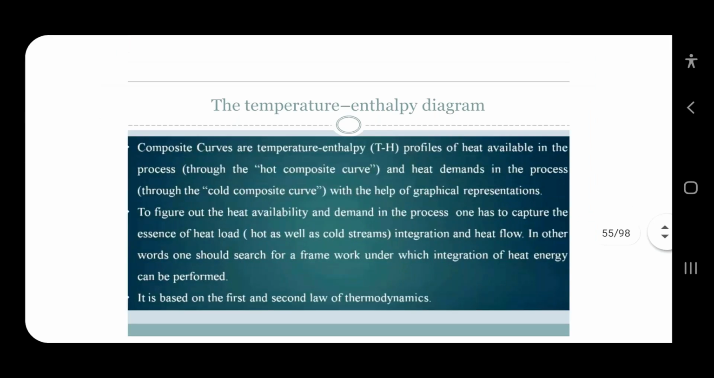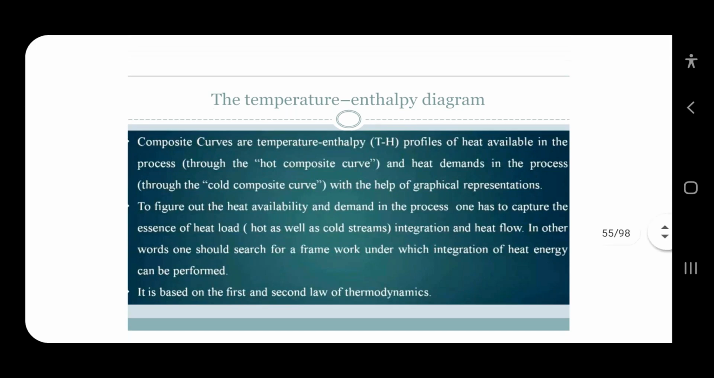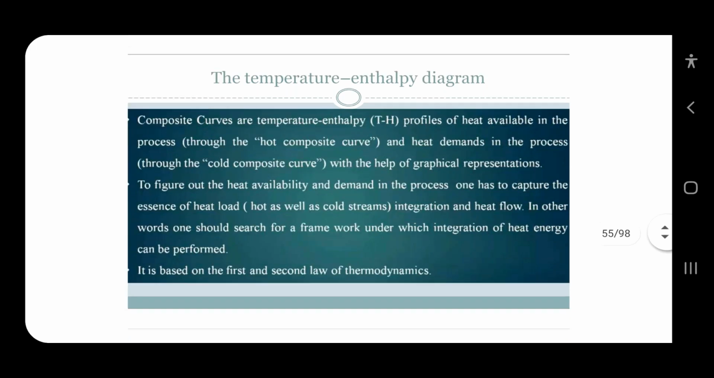This graphical procedure is the same as we studied in the MEN, the mass exchanger network. There is a rich stream and a lean stream. Here, there is a hot stream and again a cold stream. Similarly, here you have to plot a temperature versus enthalpy curve. So you must draw the temperature and enthalpy curve.